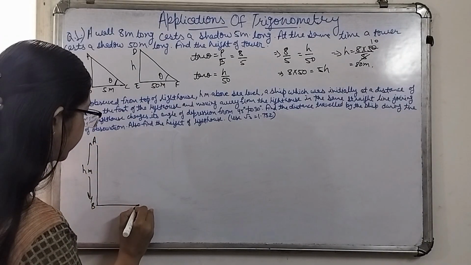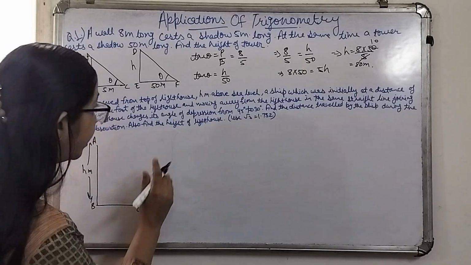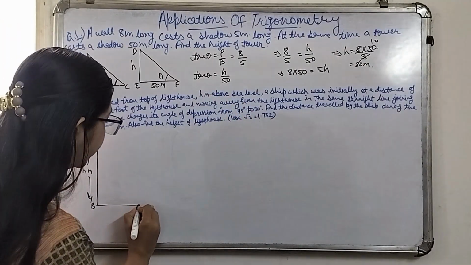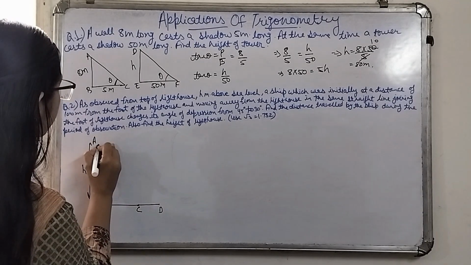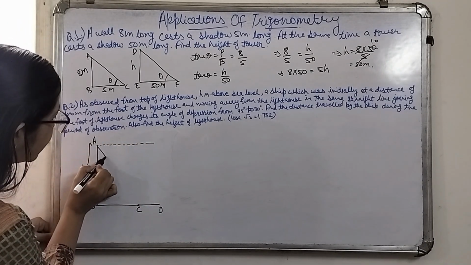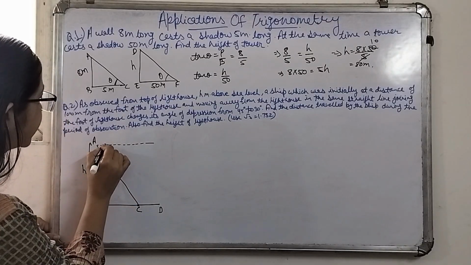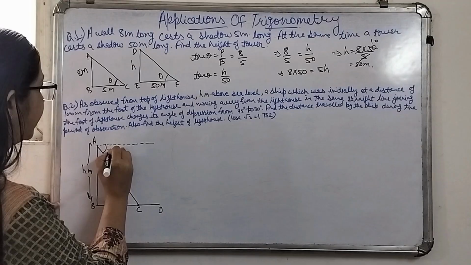And initially this is the position of the ship, that is your C. Then during the time when we were observing it, it changed to position D. Initially, suppose this is your horizontal level. So initially the angle of depression, that means this angle of depression, was 45 degree. This was 45 degree initially.